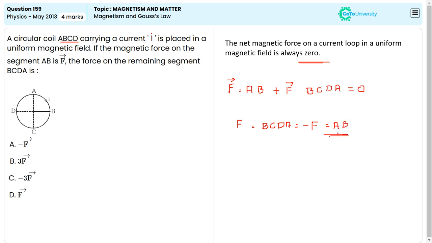Then the magnetic force on the segment BCDA, the remaining segment, becomes minus F. So option A is our answer.